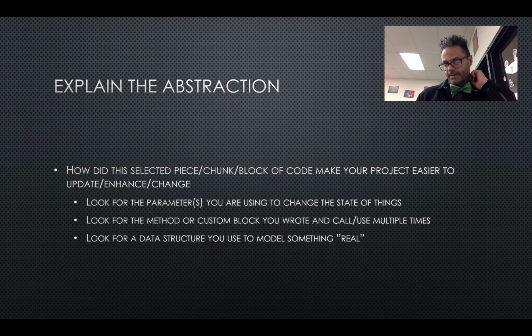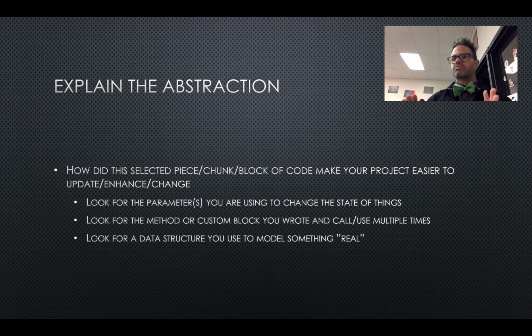Finally, we look at how to explain that abstraction. We do that written part. Now, this is a thing that you will want to be practicing on, talking to your teachers as well, looking over the rubrics to go into more detail on that. But you want to make sure: how did this selected piece, chunk, code, block, whatever I'm working with, make my project easier to update, enhance, and/or change? Because those kinds of things are where we can see the abstraction very easily.